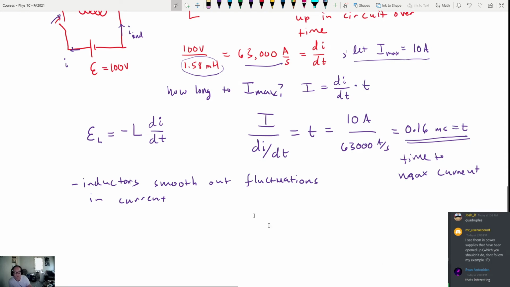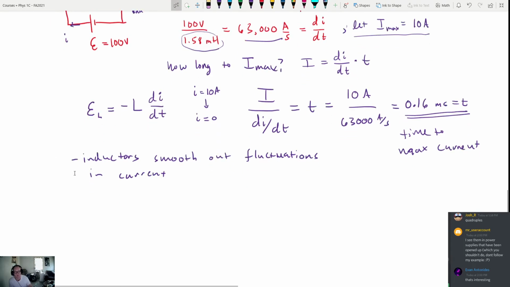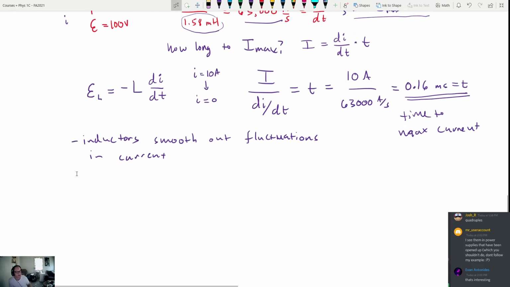Exactly. So now if we look at the opposite situation, where this quantity is negative, say we're trying to go from a current equal to 10 amps down to a current equal to 0 amps, then di/dt is going to be negative. And so the self-induced EMF is actually going to make it so the current wants to keep flowing. So this is how an inductor or a solenoid can act as an energy source.